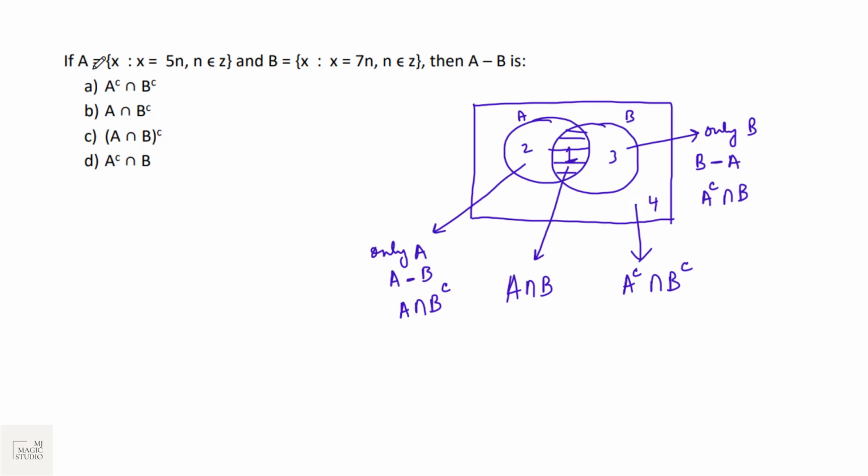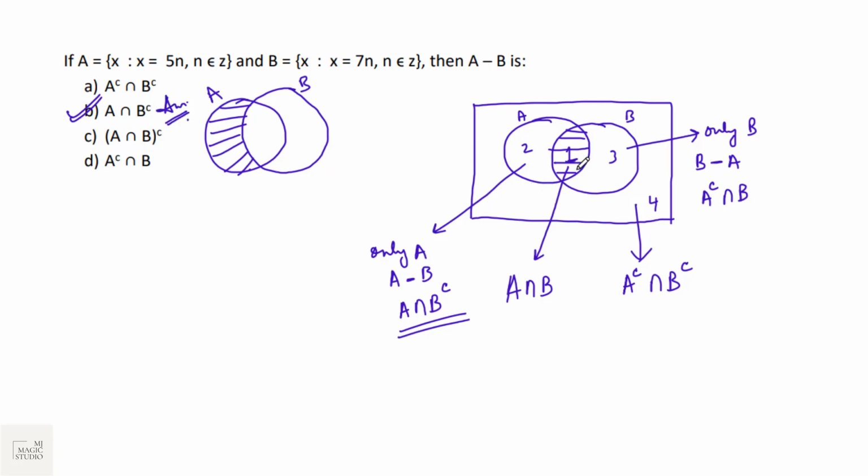So if we have a set A where x is a multiple of 5, it is an infinite set, and n belongs to Z, and set B where x is a multiple of n, then what is A minus B? We know this will be A, and obviously there will be some overlapping part with B. A minus B is nothing but this area, which is represented by A intersection B complement. That is in option B, partition of sets.